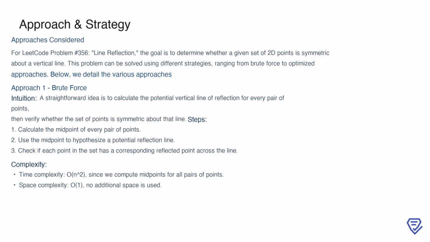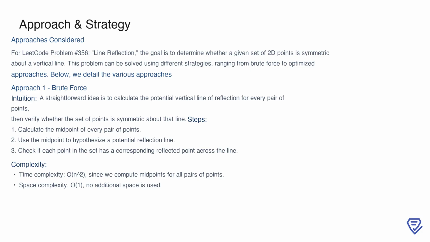This approach involves three main steps. First, calculate the midpoints for all point pairs. Second, use these midpoints to identify potential lines of reflection. And third, validate symmetry by checking each point's reflection. However, this comes at a cost.